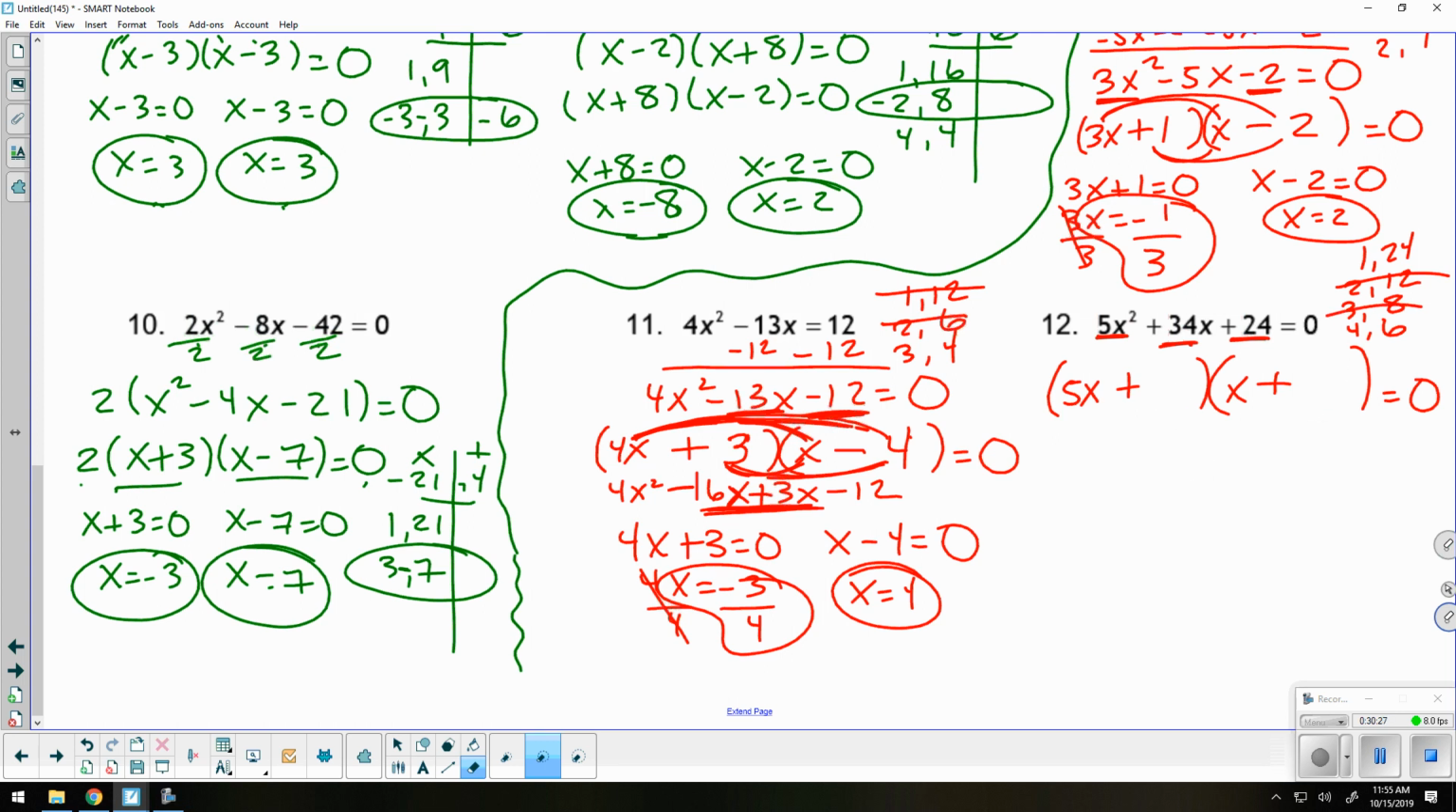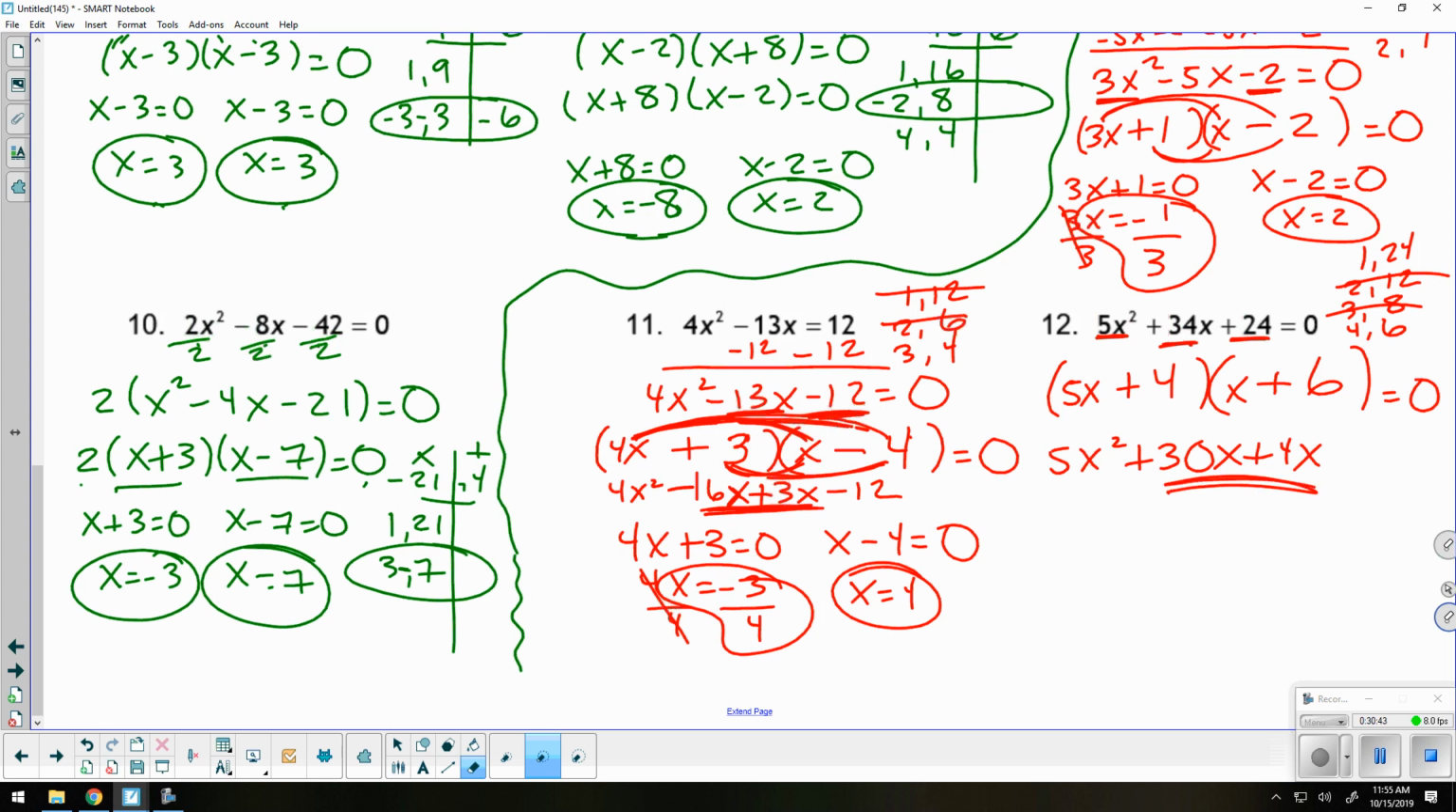Rule that out. So hopefully now it's 4 and 6, because again, 1 and 24 is probably going to be way too big. So if we do 4 and 6, let's say 4 is here, 6 is here. That'd be 5x squared. 5x and 6 is 30x. 4 times x is 4x.